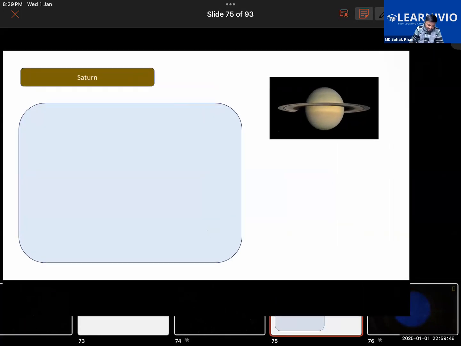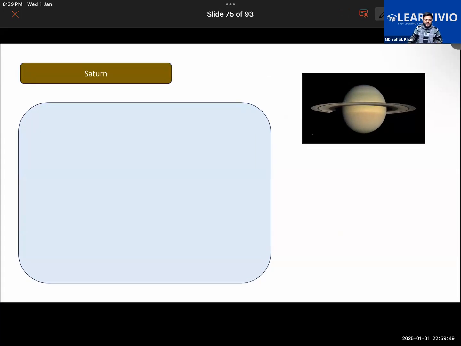Next, we have the planet Saturn. It's the sixth planet from the sun. It is smaller in size and mass than Jupiter, obviously, but after Jupiter, it's the second biggest planet of the solar system. So sixth planet, second biggest. It is also made up of hydrogen and helium gases. A very interesting fact about Saturn is that it is the least dense planet among all the planets. So, least density.